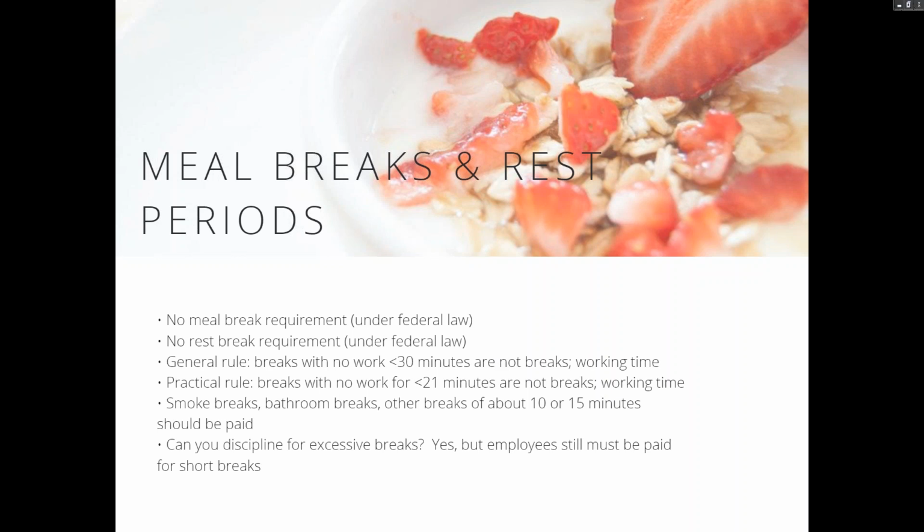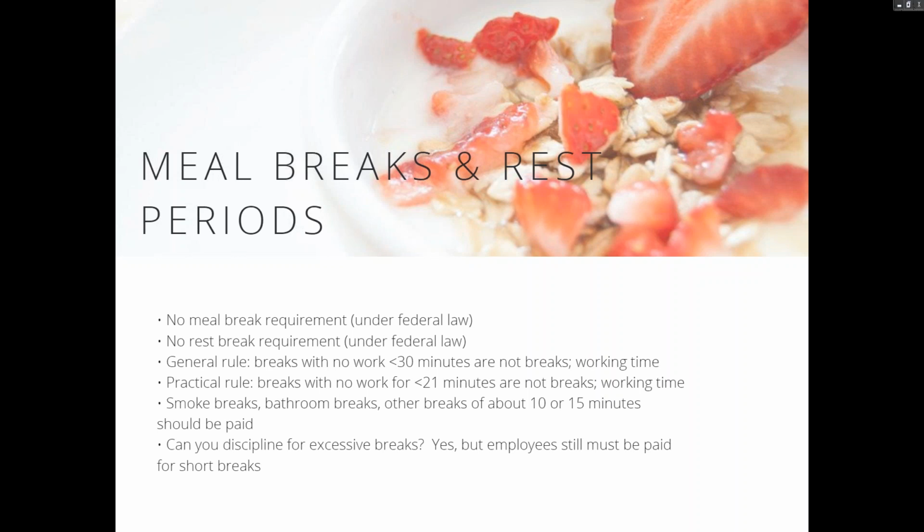Bathroom breaks, so those sorts of... if you want to allow smoke breaks, that's entirely up to you. It's a disciplinary issue. It's something that you're allowing, but there is no entitlement for employees to go and have a smoke, or even go to the bathroom, except in silly states like Minnesota that encourage bathroom breaks.